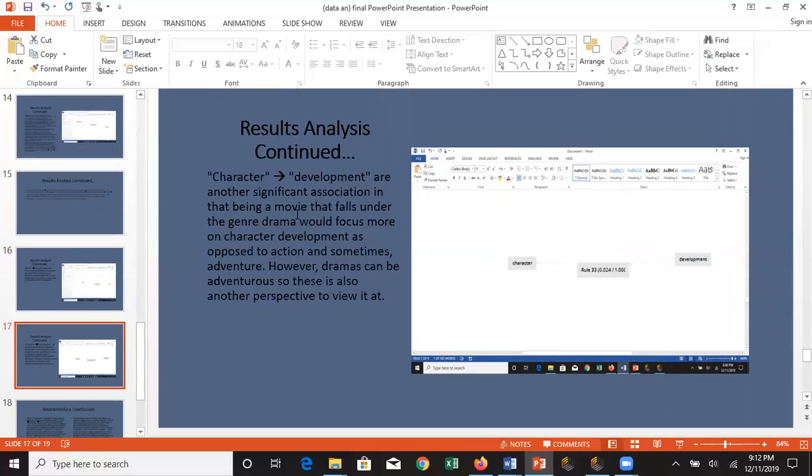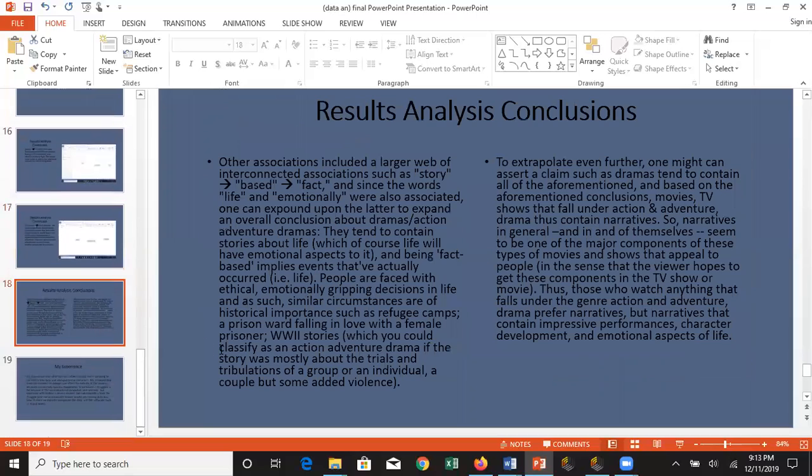Character and development. This was a significant one, and I found this very satisfying. It falls under the genre drama, which would focus more on character development, of course, as opposed to action and sometimes adventure. Leading up to these, other associations included a larger web of these overall connected terms and things like story-based facts, since all these words like life, emotionally, were all associated.